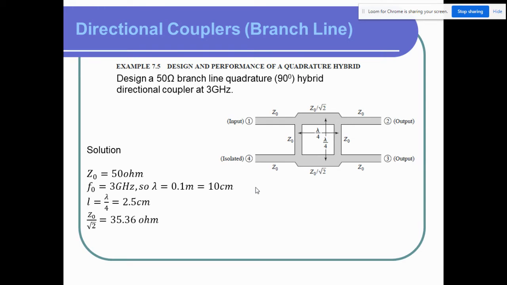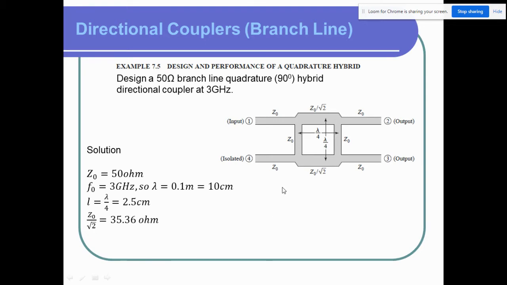in the group also. So it is as simple as that: a branch line quadrature hybrid coupler can be designed like this, where the length needs to be found and the characteristic impedances of these two different lines are this one.